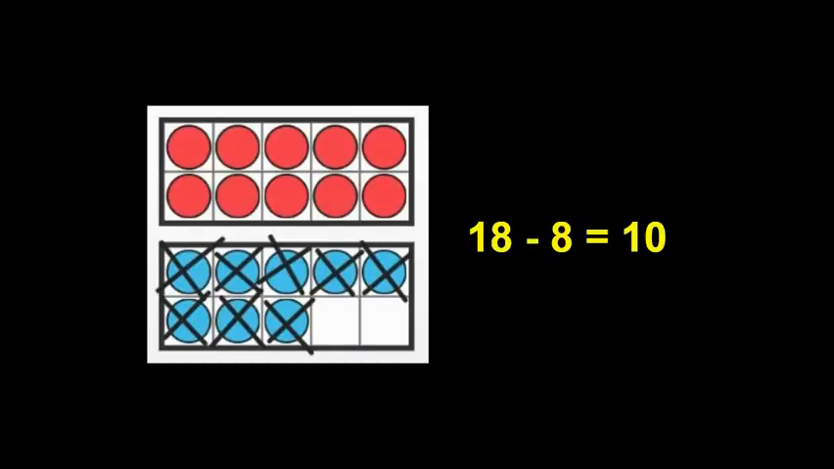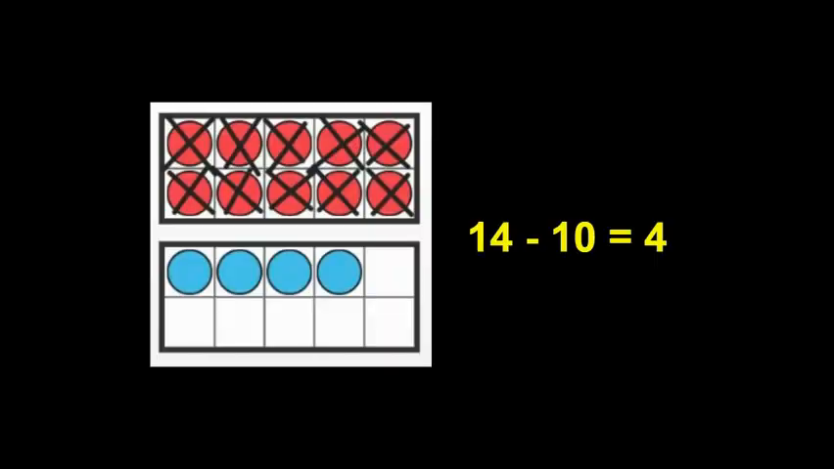How many do you see? Okay, take away 8. How many will be left? You're right, 10. 18 take away 8 equals 10. Great job, mathematicians. Here's another one.